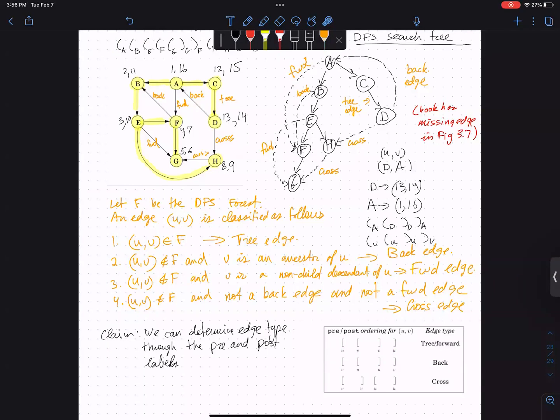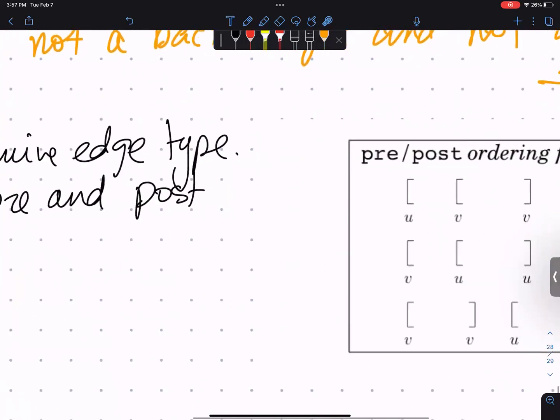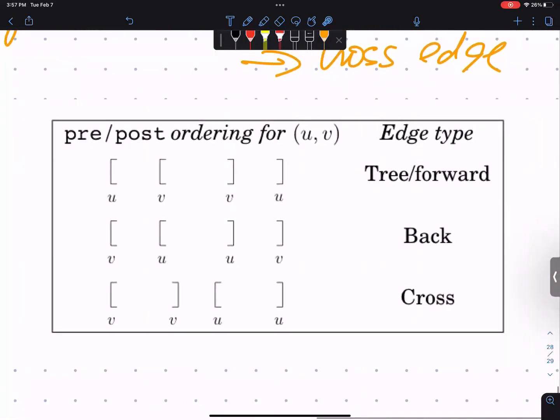Before, what we said was that two intervals are either disjoint or one is contained in the other. We're now splitting that second category further into two. First, we'll say that they're disjoint. This is the case where V open close, U open close. Might be small, let me make that bigger. Big enough? Yeah. These are the cases. Here they're disjoint, so V's interval and U's interval are disjoint. In this case, we can be sure that it's a cross edge. If U's interval is contained in V's interval, then it's a back edge. And if it's the other way around, if V's interval is contained in U's interval, then it's either a tree or forward edge.